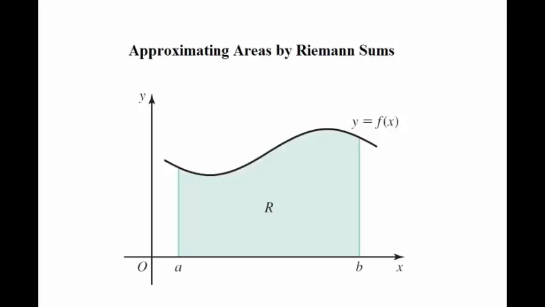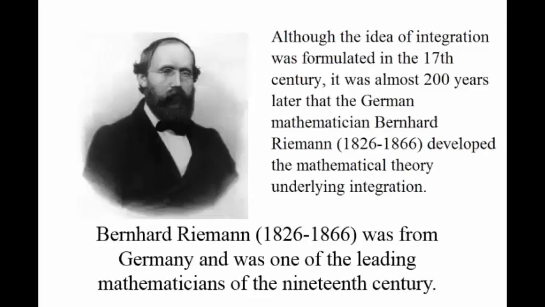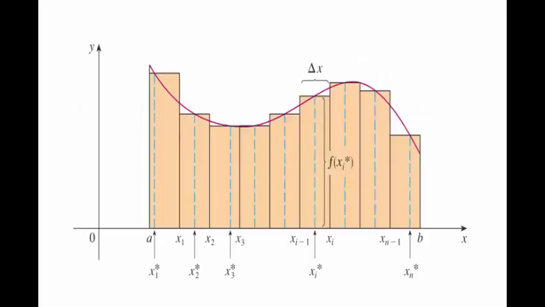So we're going to be approximating areas under curves by using what are called Riemann sums, and this is named after a German mathematician, Bernhard Riemann. And even though the idea of integration was formulated in the 17th century, it wasn't until almost 200 years later that Riemann came along and developed the underlying mathematical theory for integration. So he lived from 1826 to 1866, and here's our idea of our Riemann sum.